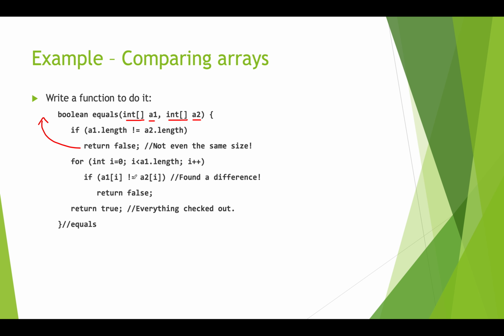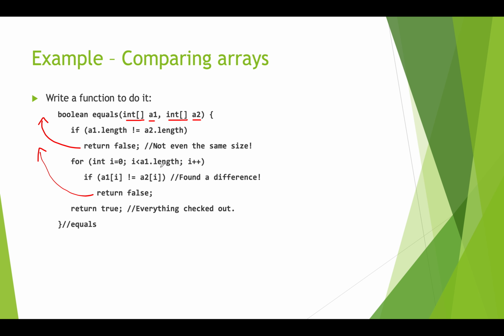As soon as we find two elements in the two arrays that differ, then we're done. All it needs is for two elements in the two arrays to be different for the two arrays to be different. So as soon as we find that there's an element in A1 at a specific index that is not the same as the element in A2 at that same index, then we've found a difference. Again, we are going to return false and jump out of this whole function and say, no, these two arrays are not the same.